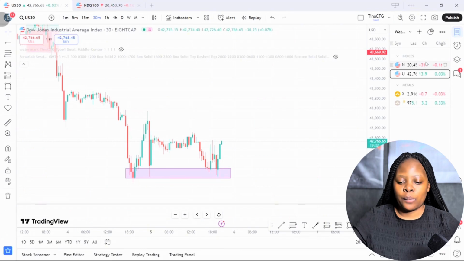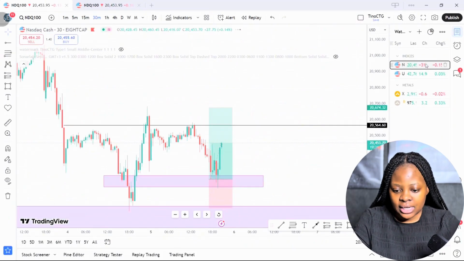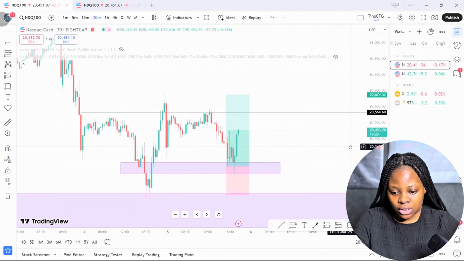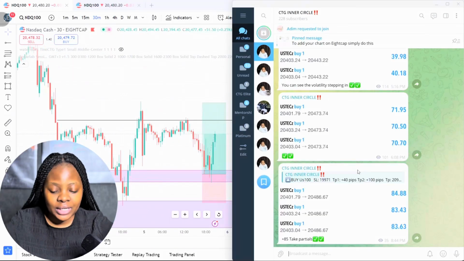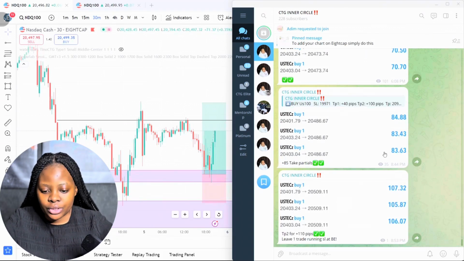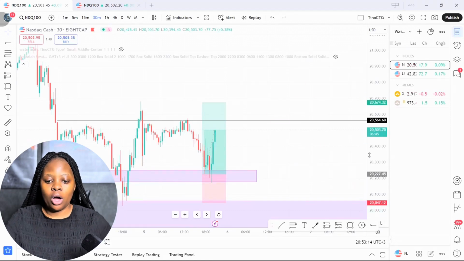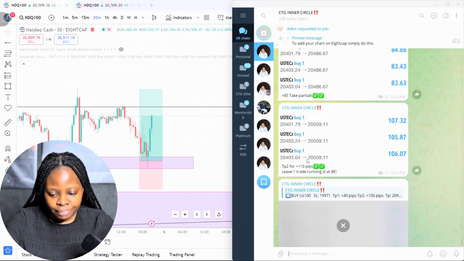Just from a technical point of view, right? They said this is our trade, and you can see that we are also in this trade in the inner circle, and we're already up 107 pips. But then the action didn't just stop there, because you can see the momentum is crazy, and just 2 minutes later we're already up 140 pips, right?